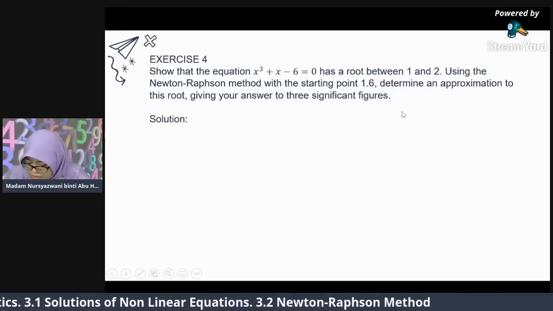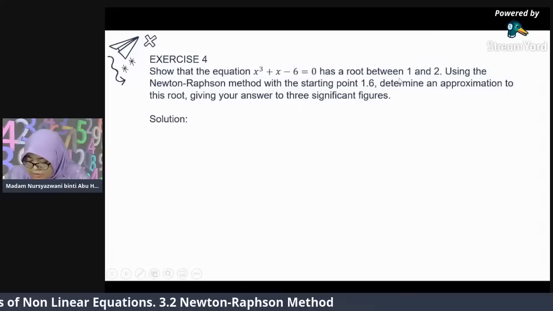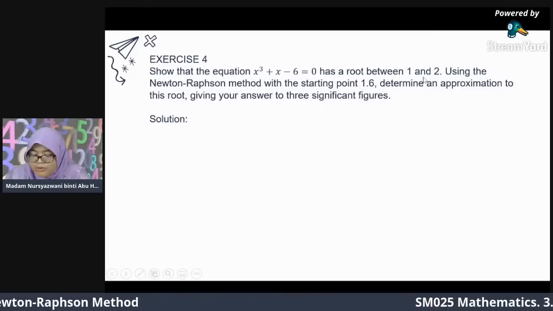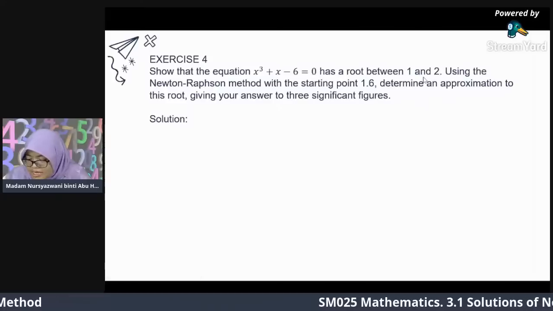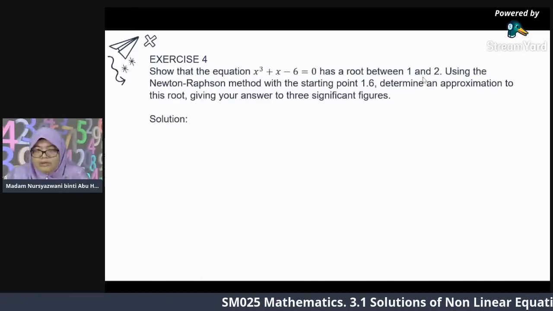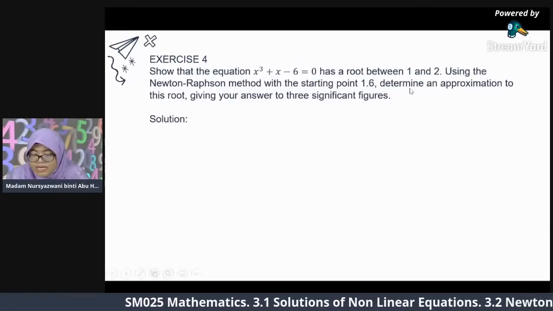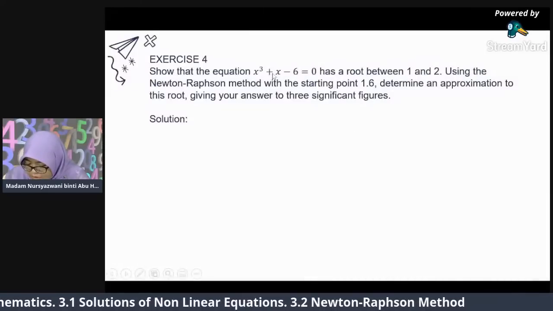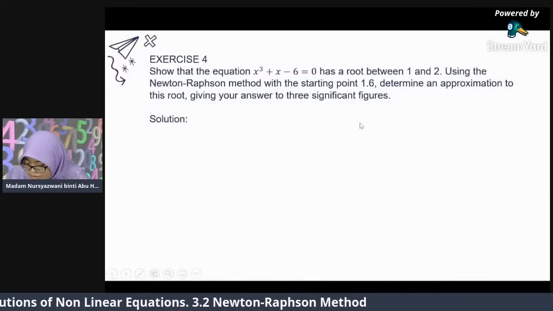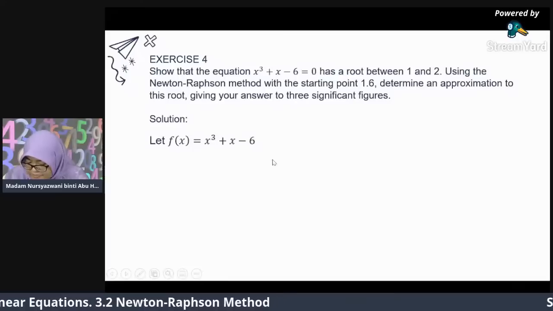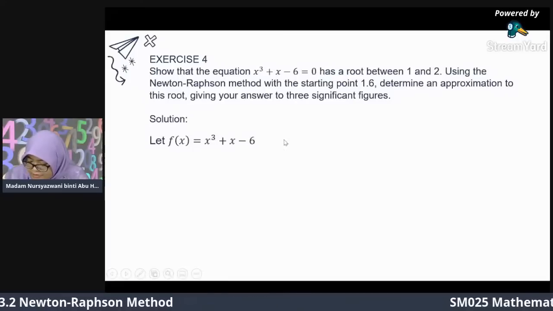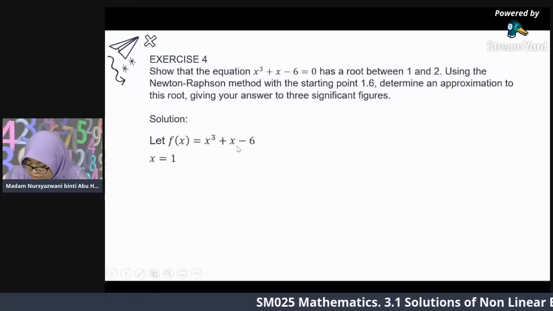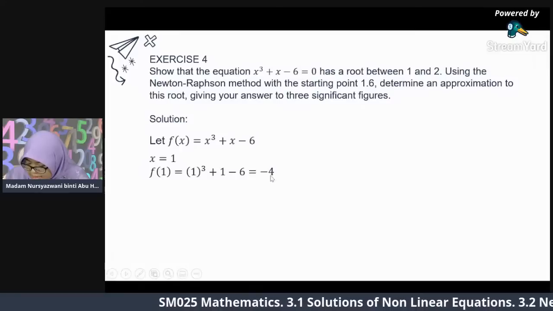1 and 2. So macam mana nak tunjuk ada root tak di antara 1 dan 2? So awak boleh guna 2 kaedah lah, sama ada graphical method ataupun algebraic method. Paling senang kita guna algebraic method. So first we let x cubed plus x minus 6 equal to f(x). Okay, then we substitute x equal to 1 into f(x), we get -4.